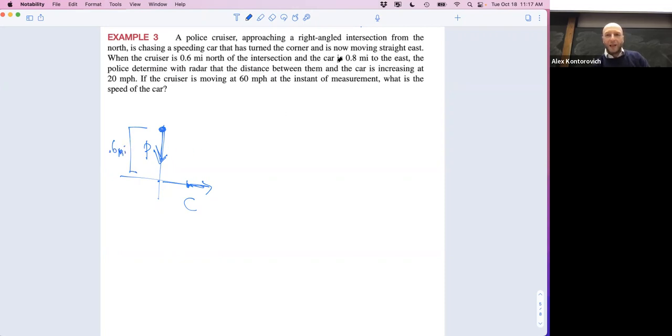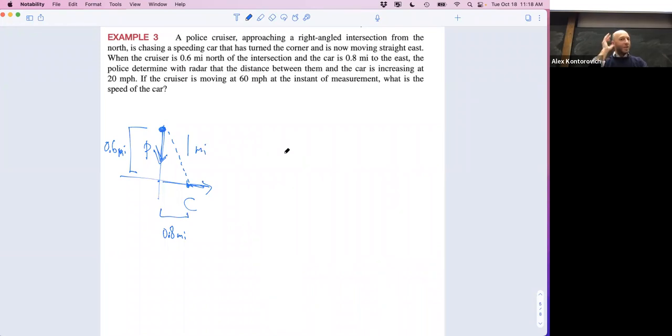Okay. And the car is 0.8 miles to the east. Of course, 6, 8, 10 is a, yeah. This is why these problems are often, you'll see, I think this one is particularly cooked up. Okay, so I have 6, 8. Of course, this distance we know by the Pythagorean theorem is 10, 6, 8, 10, but really 0.6, 0.8. So 10 is 1 mile.